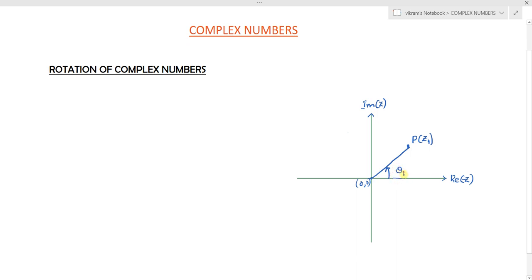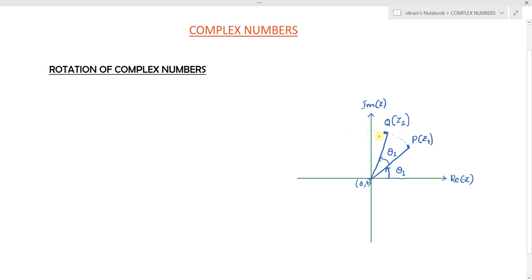Now, considering the same radius, another complex number at point Q, and the complex number is z2. The angle over here from point P to point Q is theta 2.